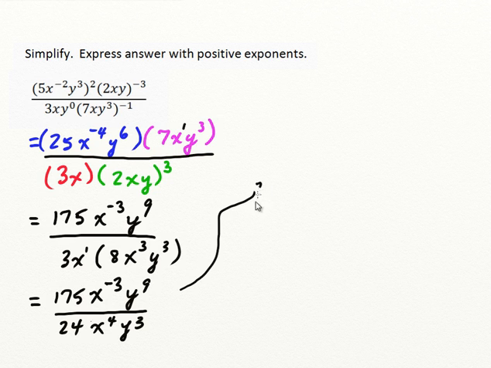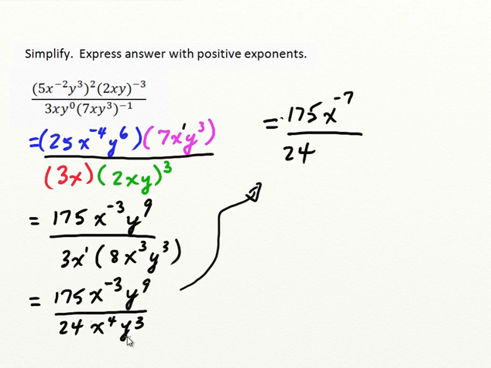Okay, let's continue our answer up here. When we do division, remember the exponent law says when you divide, we subtract the exponents of bases that are the same. So up top, we're going to have 175, and then down on the bottom, we're going to have 24. So x to the negative 3, subtract 4 more, gives me x to the negative 7.